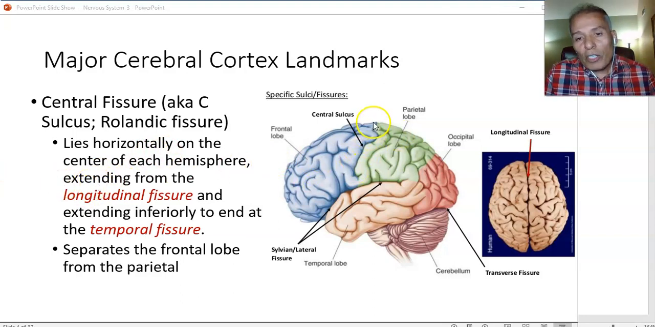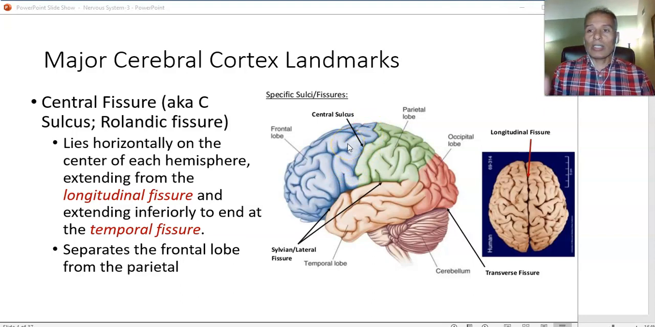The central fissure or central sulcus also has different names, like the Rolandic fissure or the fissure of Rolando. In front of the central fissure, there is a gyrus, this gyrus here. That is called the precentral gyrus, the gyrus in front of the central fissure. And we are going to know this in terms of the function. We know this as the primary motor cortex.